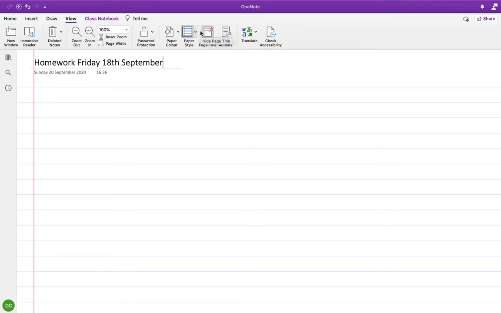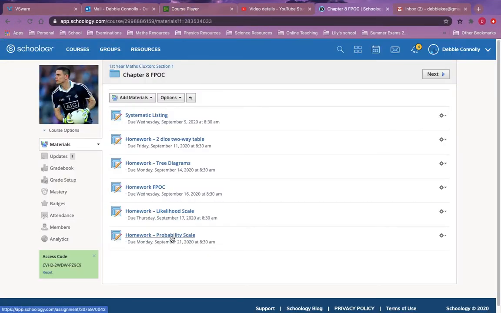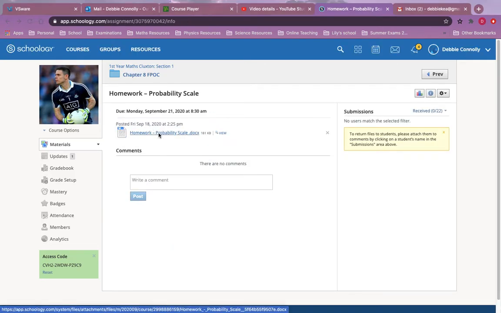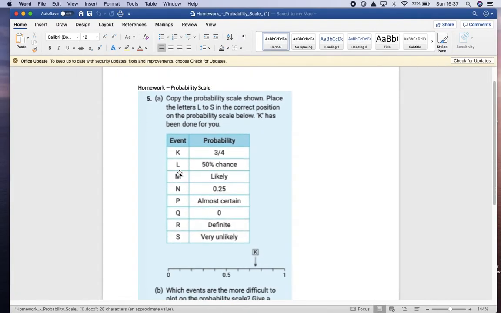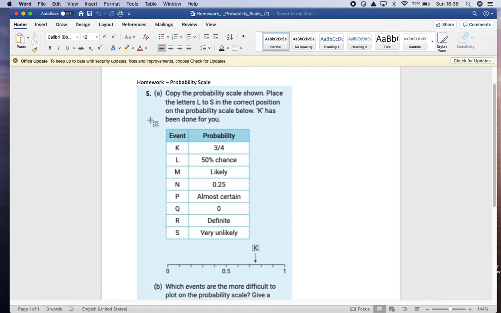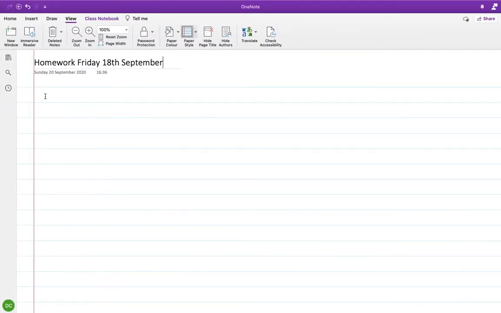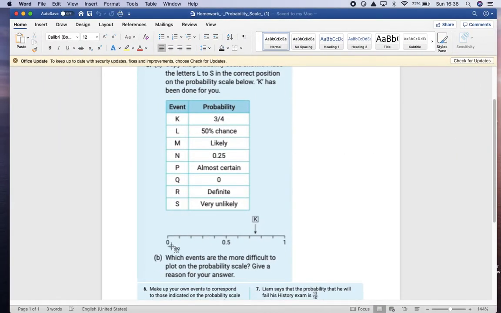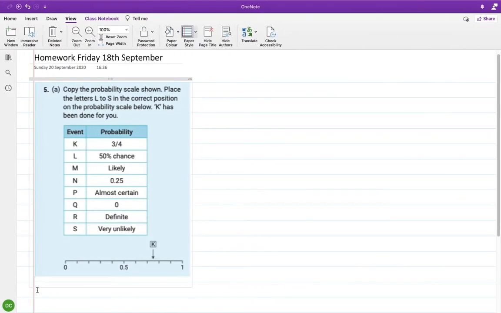Okay, so I'm going to get the homework from Schoology. So, homework on probability scale. I know some of you have done question 5 already in class, but some haven't. So I'm just going to start with question 5. If you've done it already, you can just skip through this part.